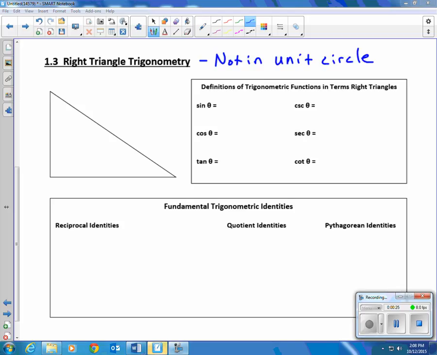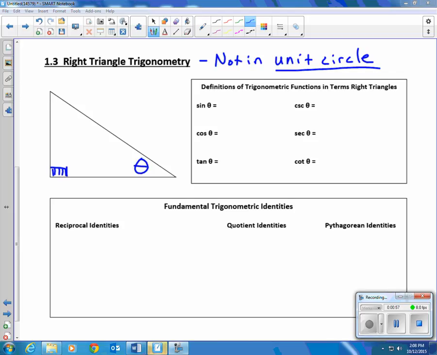And so what that means is if we're not in the unit circle, the radius is not necessarily equal to 1. And if the radius is not equal to 1, it could be anything else. In fact, we don't even talk about the radius. We talk about different sides. Suppose that this is the angle theta right here. Then we have 3 sides of the triangle that we like to talk about.